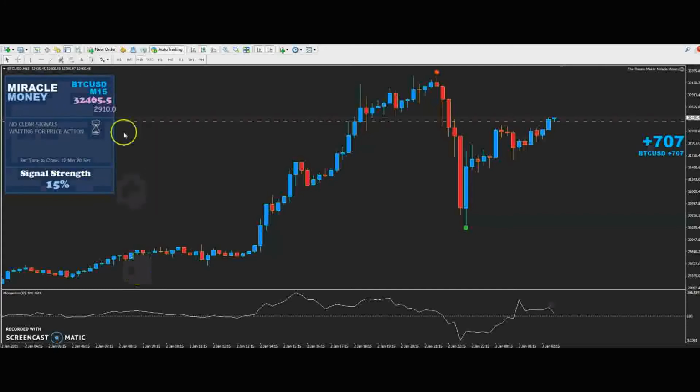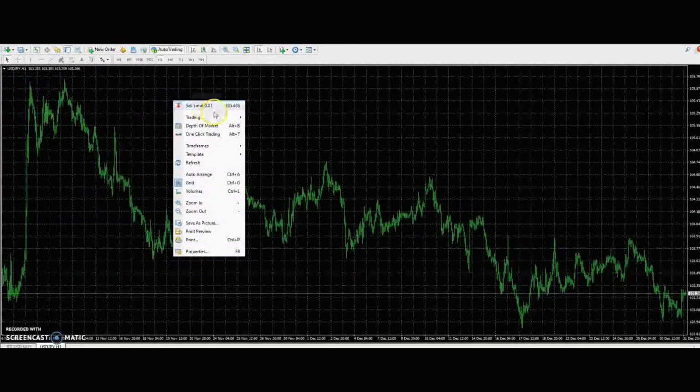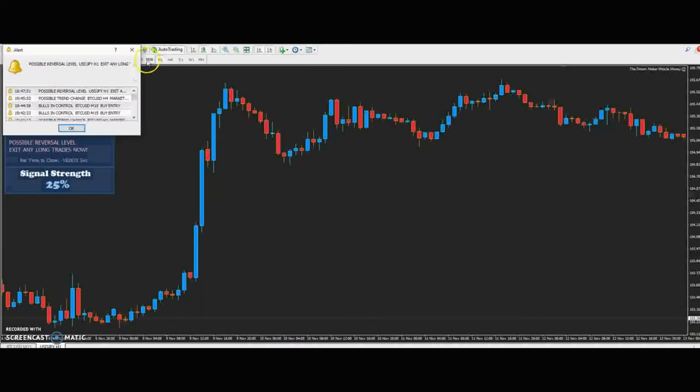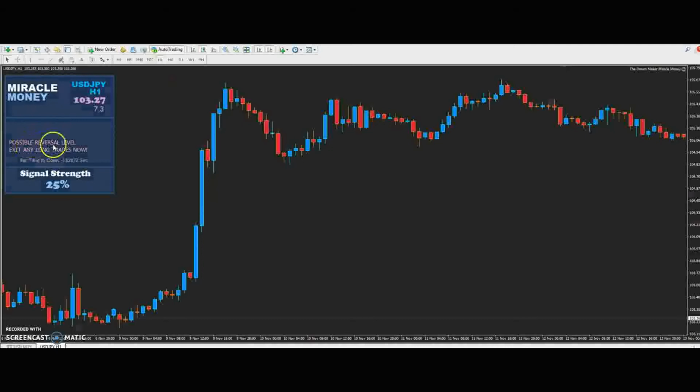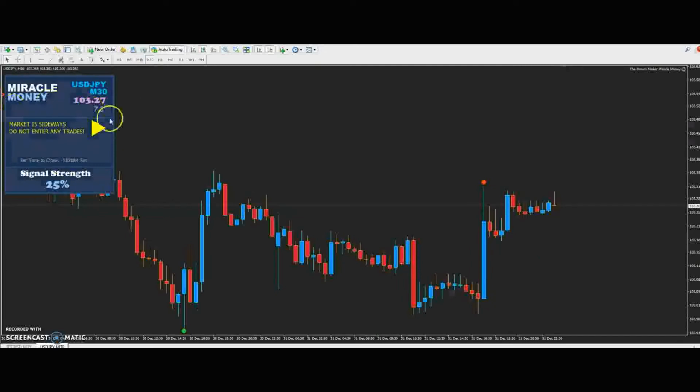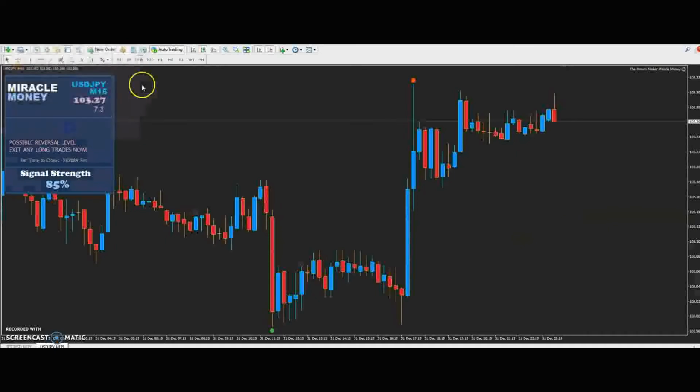I'm going to show you examples if I can find any. All right, let's look at Euro JPY. Let's load American money up. Boom. Look at that. See, it says possible reversal level, exit any long trades now. That's one of the warnings. Market is sideways, do not enter any trades. As you can see, it's sideways. You don't enter.